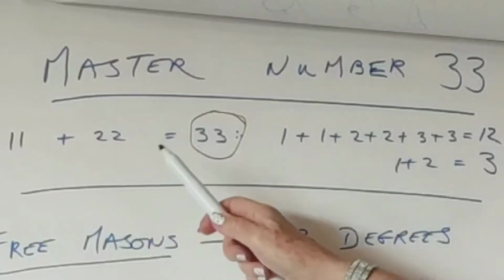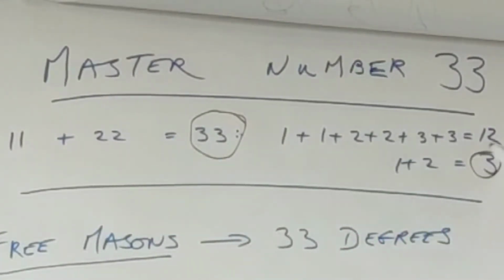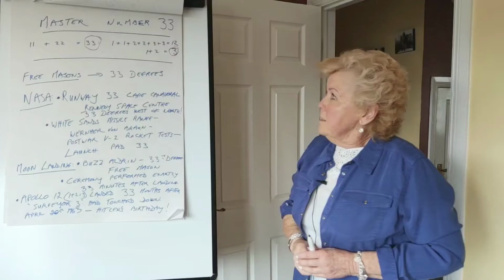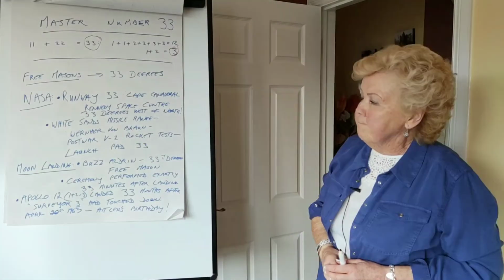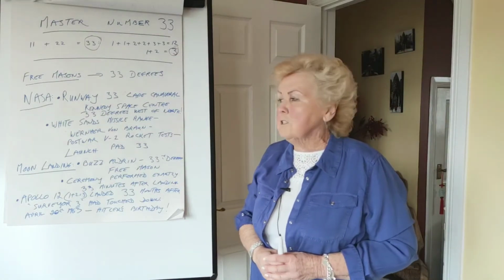But look, 1 plus 1 plus 2 plus 2 plus 3 plus 3 equals 12, and 1 plus 2 equals 3. The Trinity sign. Freemasons, 33 degrees. We all know about that. I don't have to explain that to you.